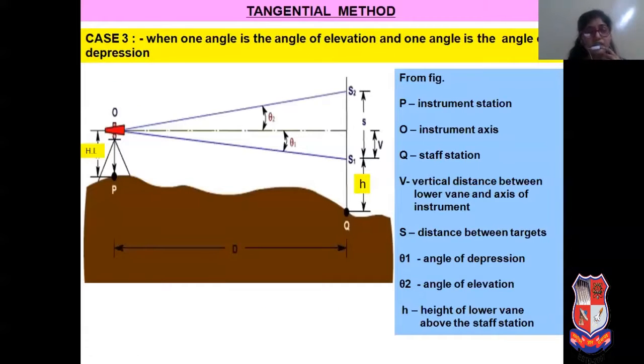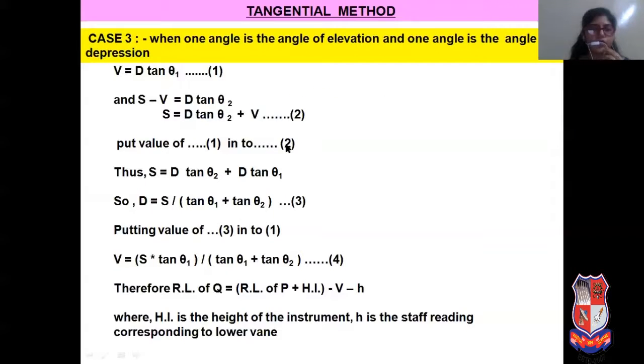Now let's discuss another case in the tangential method, that is case number 3, when one angle is the angle of elevation and the other angle is the angle of depression. As we are seeing here, theta 1 is the angle of depression and theta 2 is the angle of elevation. Let's apply the rule of tan in theta 1. So we can write that V is equal to d tan theta 1, and for theta 2 we can write that S minus V is equal to d tan theta 2. From these equations we can derive the formula for horizontal distance and the formula for vertical distance, as well as the reduced level of Q.